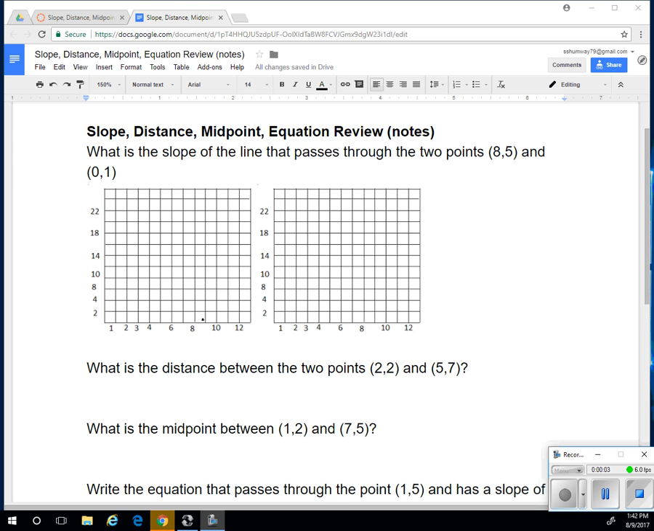This video clip explains how to calculate slope, find the distance, find the midpoint, and write an equation. These are review items. We've done these before, but let's just keep them fresh in our minds.